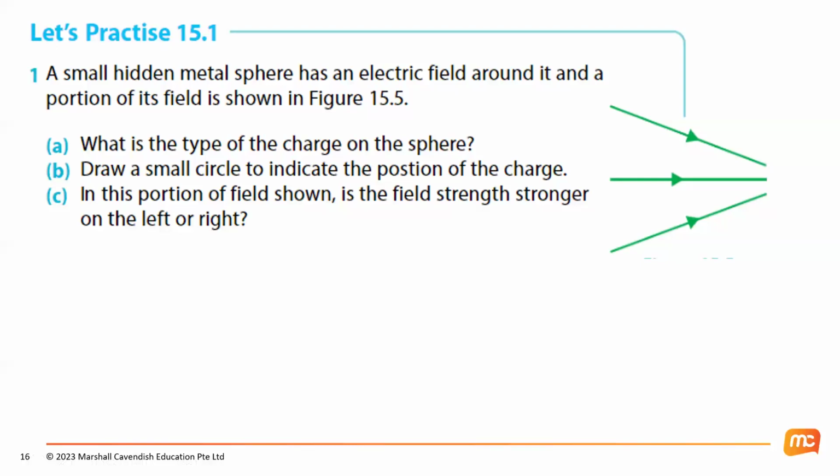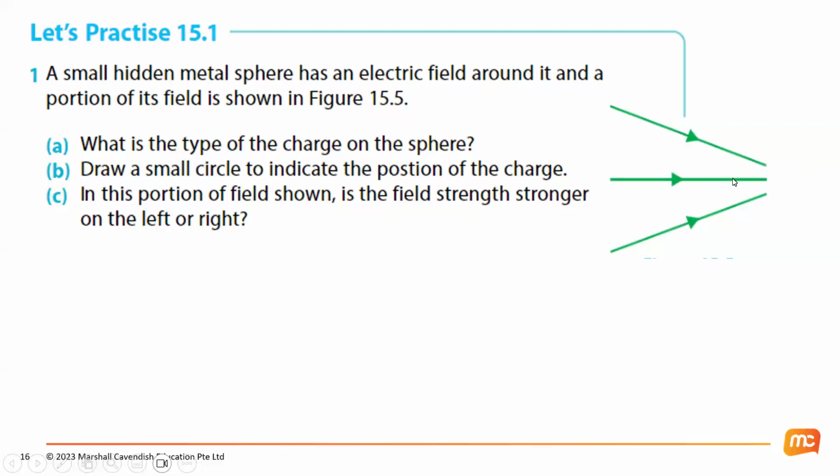Number 1, a small hidden metal sphere has an electric field around it, and a portion of the field is represented here. What is the type of charge on the sphere? So there is a sphere here, and this is the electric field here. So you can see that the arrows are all pointing towards this sphere. I know that it must be on the right side and not on the left side, because the field lines are closer here. The field is stronger when it's closer to the charged object. So the charged object must be on this right side over here.